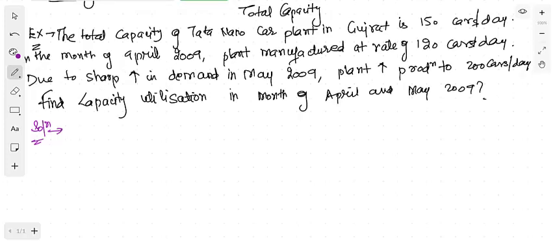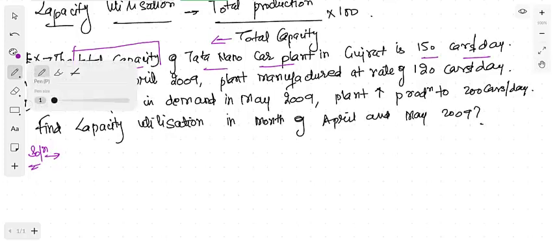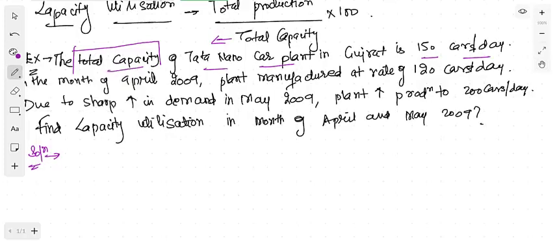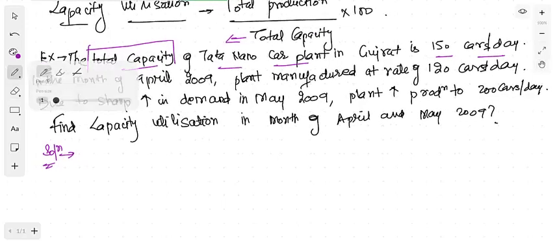The question is: the total capacity of Tata Nano car plant in Gujarat is 150 cars per day. This is the total capacity, meaning our denominator. We have the formula total production divided by total capacity into 100. So total capacity for the plant is 150 cars per day. So 150 is fixed. Now in the month of April 2009, the plant manufactured at a rate of 120 cars per day. So basically in April 2009, total production is 120 cars per day.